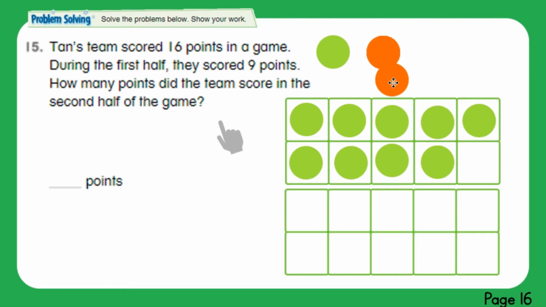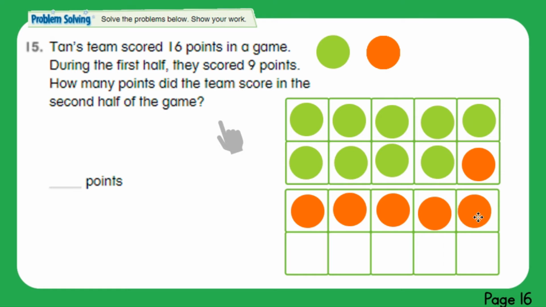Let's see. 10, 11, 12, 13, 14, 15, 16. Now in all I have got 16 counters. That means I have made the complete total score of the game. Now let's see, what they are asking us is how many points did the team score in the second half of the game? How many points did they score?